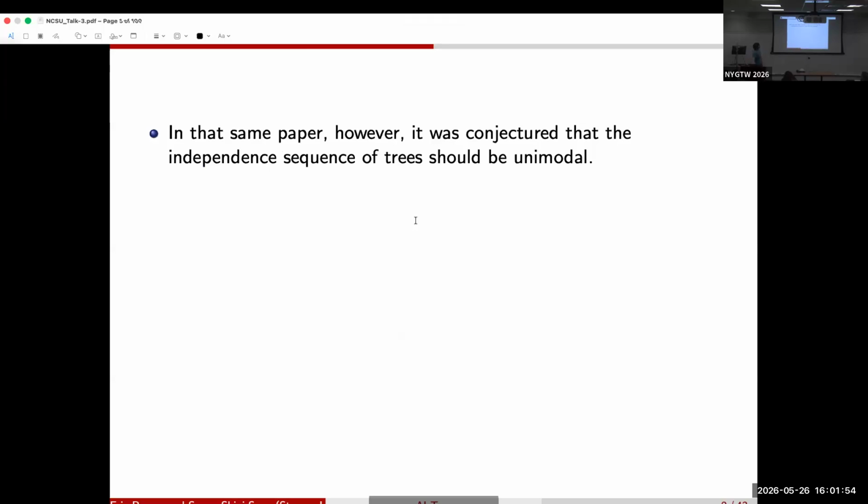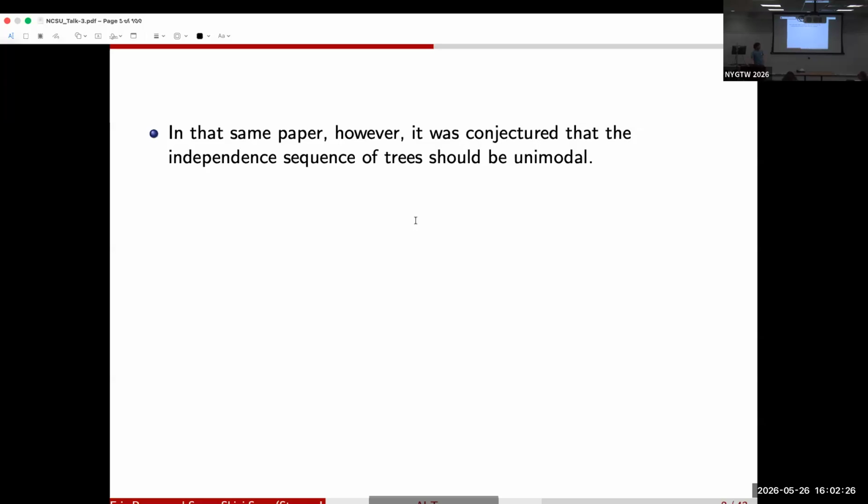However, in that same paper, it was conjectured that the independence sequence of trees should be unimodal. So once again, we know it's true for claw-free graphs, and the tree unimodality conjecture postulates that it is going to be true for trees as well. You can think of that as two extremes, right? Because claw-free, you have no induced claws, and then with trees it's like everything is a claw. So at the extremes you have unimodality, but in the middle pretty much anything goes.